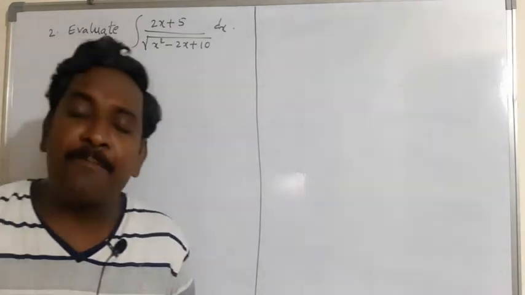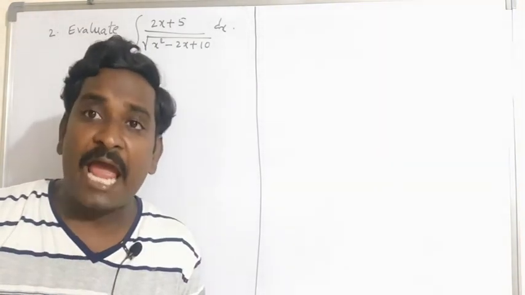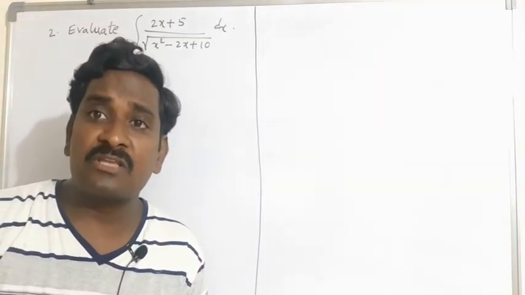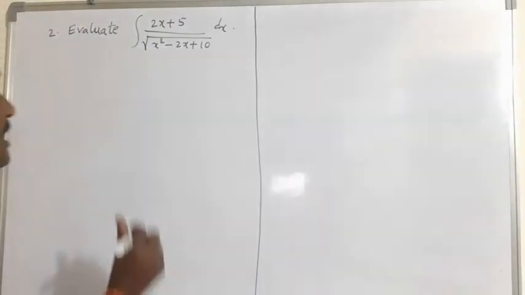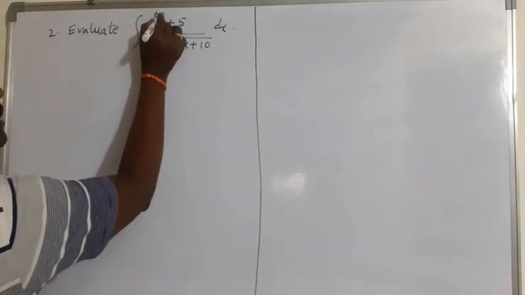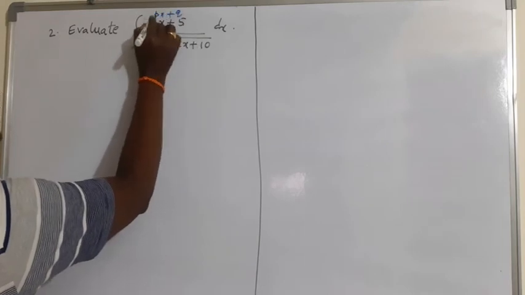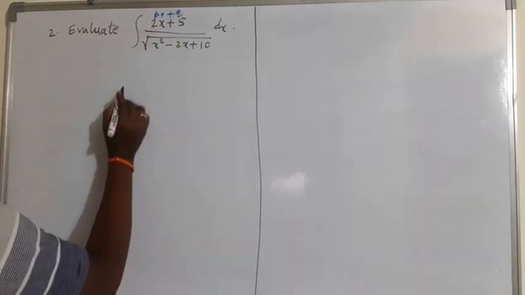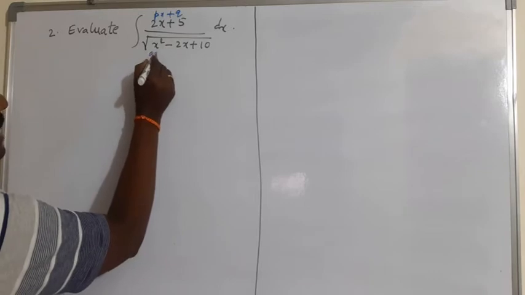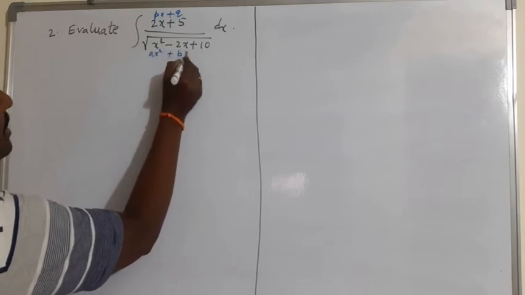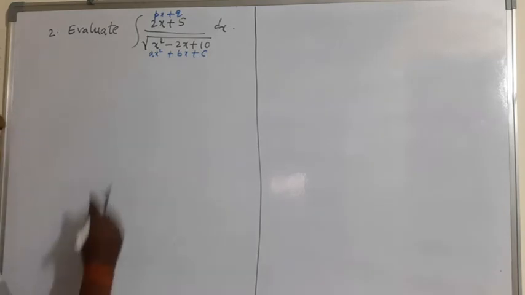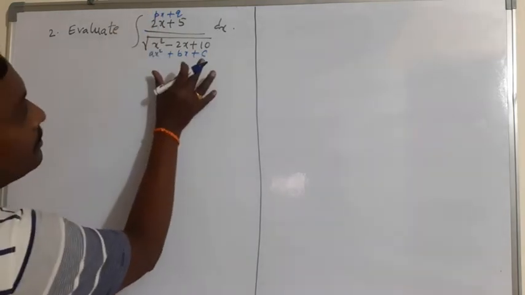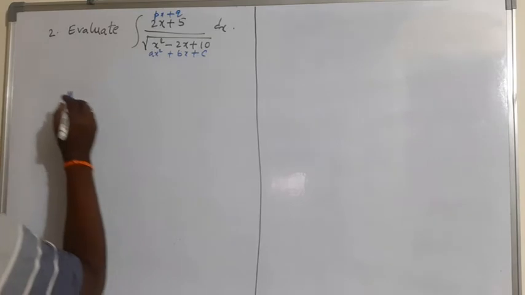To crack this type of problem, first we should identify the structure of the given problem. Clearly we are observing that the given problem is in the form of the integration of px plus q by root over ax square plus bx plus c. Okay, so what is the rule to find the integration of this type of function?